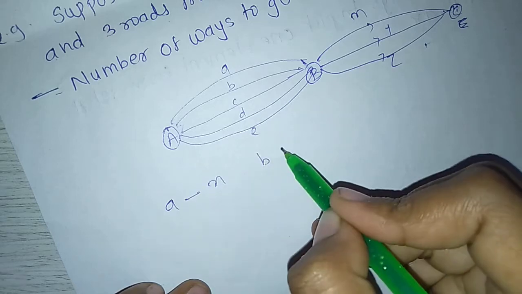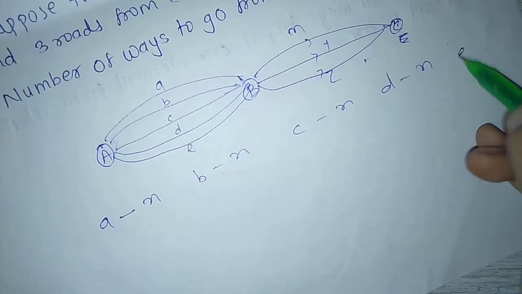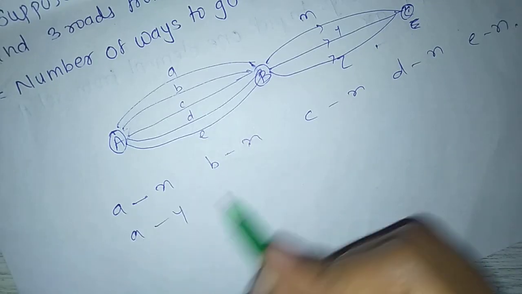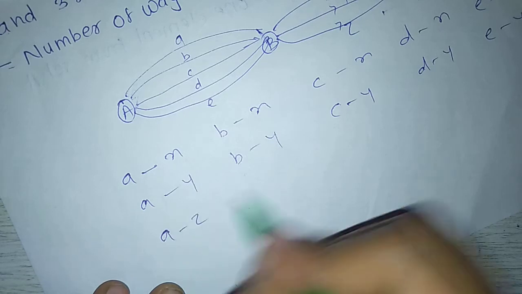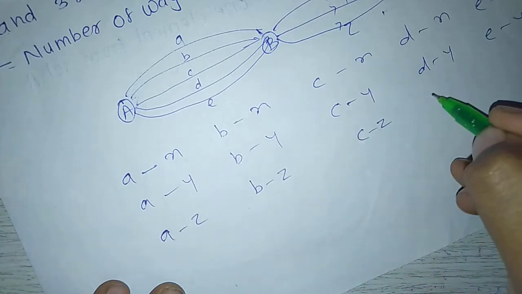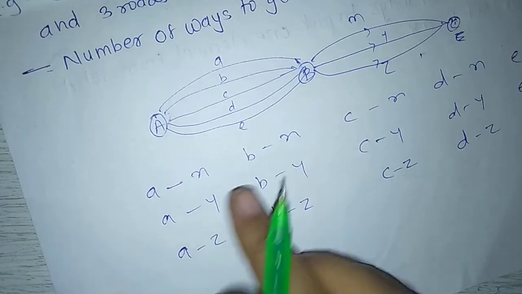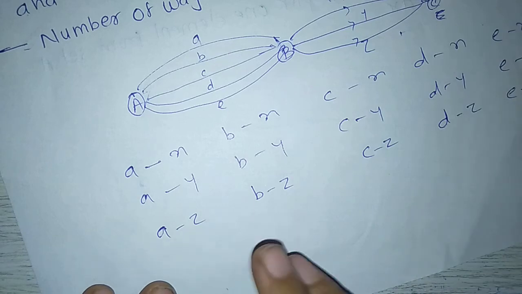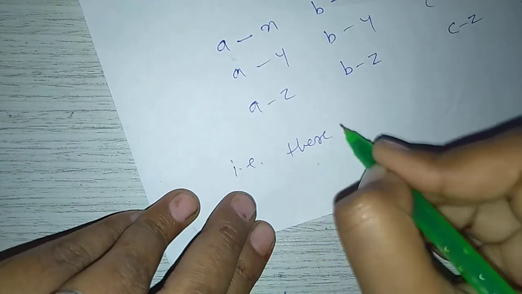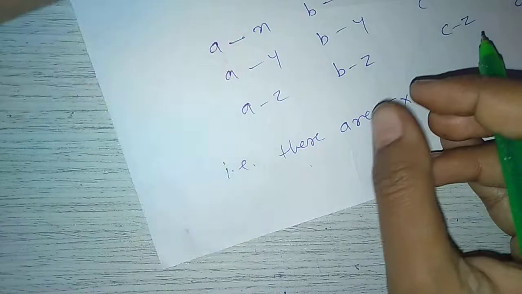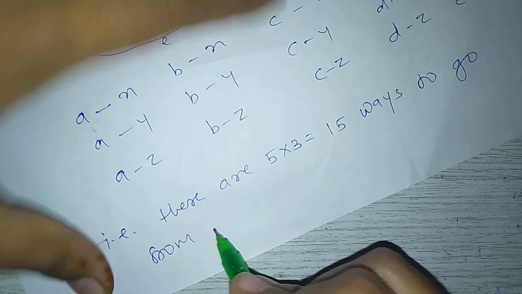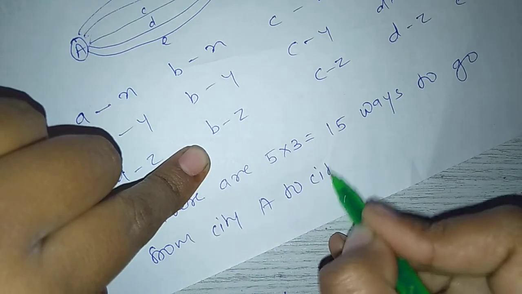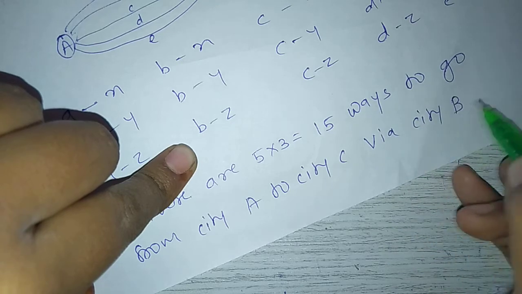A to X, B to X, C to X, D to X, E to X. Similarly, A to Y, B to Y, C to Y, D to Y, E to Y. Next, A to Z, B to Z, C to Z, D to Z, E to Z. There are 15 ways to go from city A to city C via B. That is, there are 5 into 3 which is equal to 15 ways to go from city A to city C via city B.